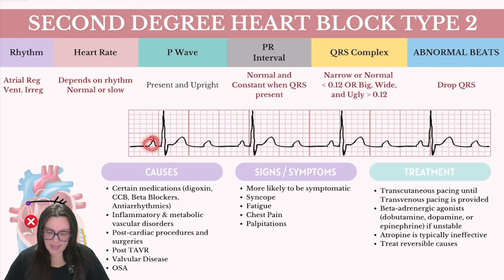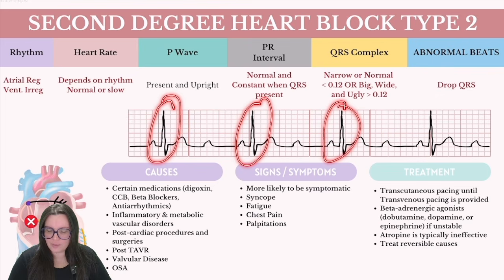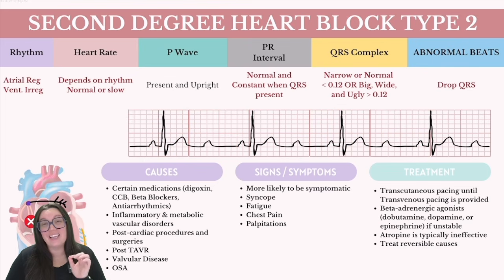As we know, whenever we have them, they look good with these second degree type 2s. The PR interval, like we talked about before, is going to be normal and constant when a QRS complex is there. And what's interesting about the QRS complex is depending on where the block is taking place, we could see one of two things. We could see narrow and normal QRS complexes, or we can see big, wide, and ugly QRS complexes. In this case, we have nice, narrow, and normal complexes, so most likely it's taking place somewhere up there in that atrioventricular node.